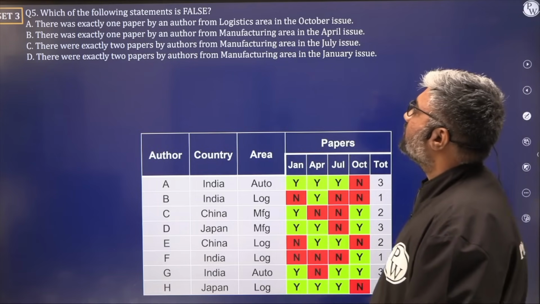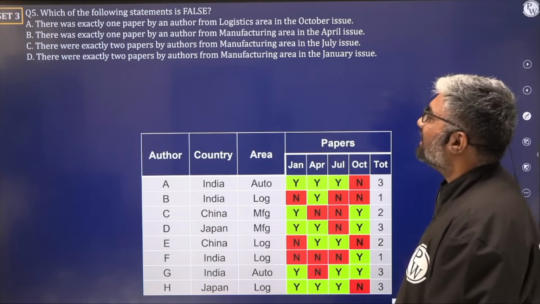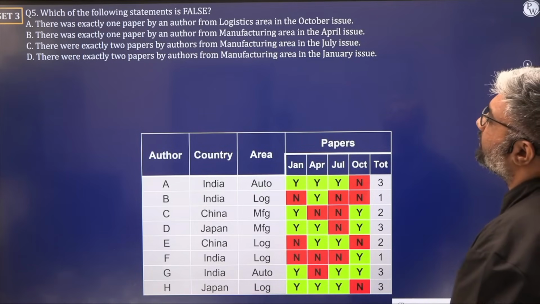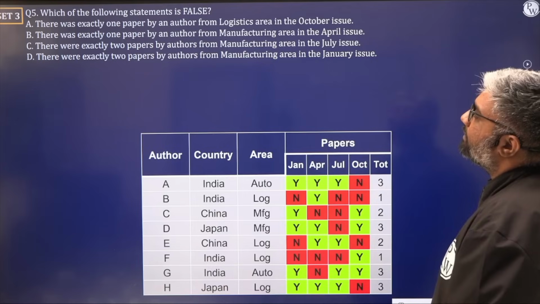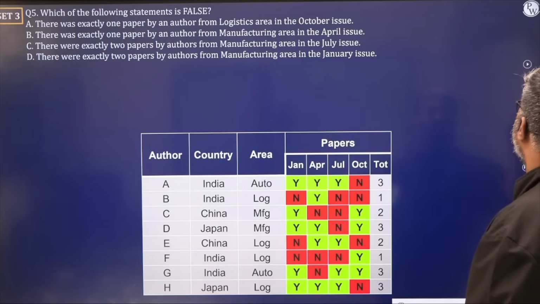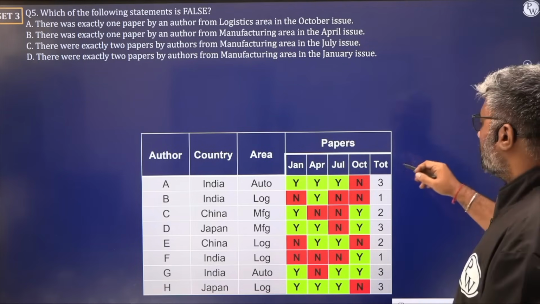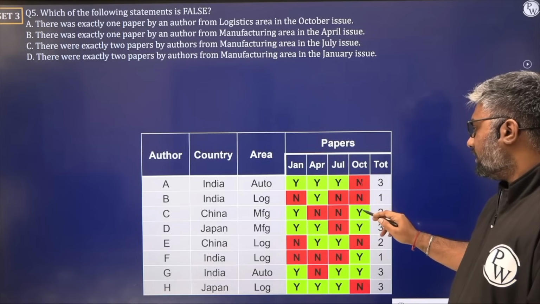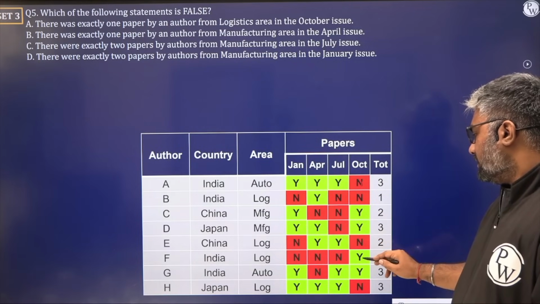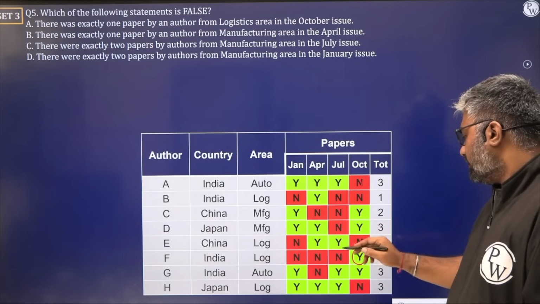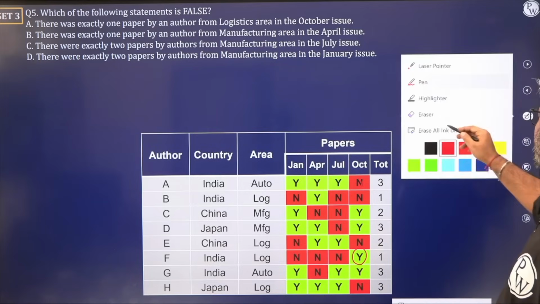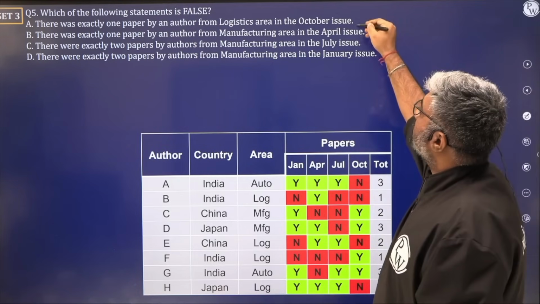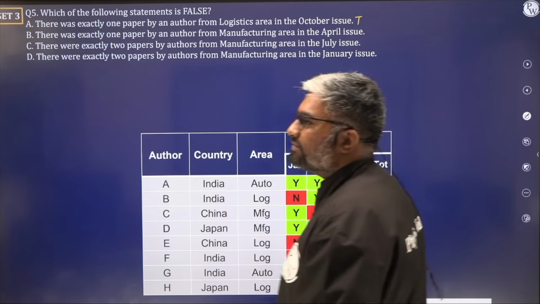Let's see if we can figure out something that we already know. If we can extract something from there, but no. They're going area and issue wise separately. So there was exactly 1 paper by an author from logistics in October. So we are looking at logistics in October. Look at the yeses and we'll find out. This one is not from logistics, this one is not from logistics, this one is from logistics. Yes, so we have exactly 1 from logistics, which is in their favor. So this one's out. This is true. Yes, this is a true statement.